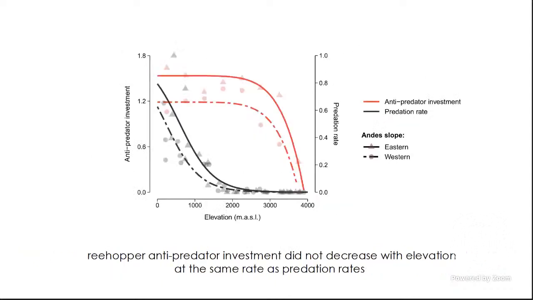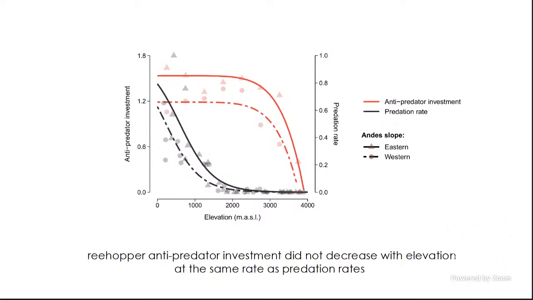Now this is an even cooler result. We also found that the overall anti-predator investment in tree hopper communities did not decrease at the same rate as predation rates across elevations, actually not at all. In this graph, we can see in the line in red that anti-predator investment decreased only above 2,500 meters. It decreased sharply. And this was despite an abrupt decrease in predation rates, which are virtually nothing above 1,500 meters, right? It looks like the curves are actually mirrored.